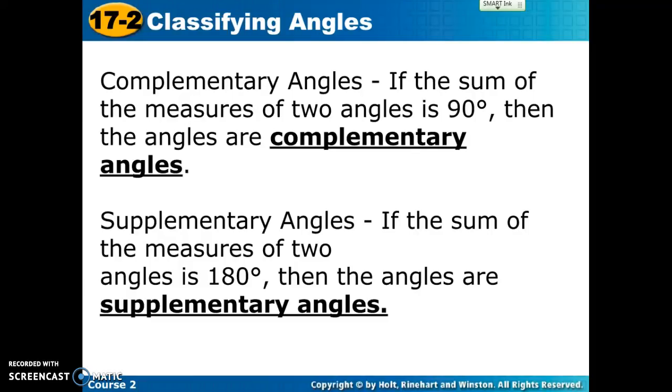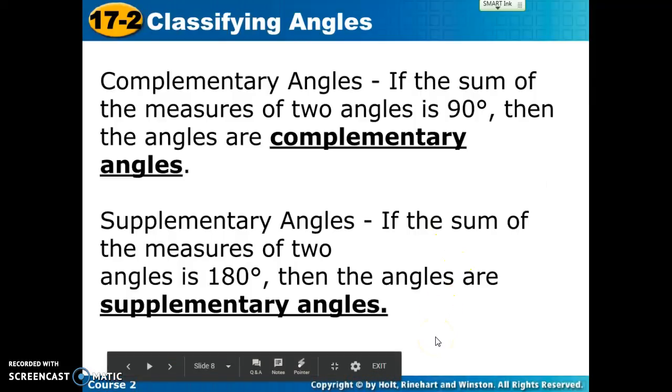Supplementary angles then is if the sum of the measures of 2 angles is equal to 180 degrees. Those are then called supplementary angles. If you add 2 angles together and they do not equal exactly 90 or exactly 180, then we say they are neither. So complementary is only if they equal 90 degrees. If you get any other number, they're not complementary. If they equal 180, then we know they are supplementary. If it's any other number, it is neither.